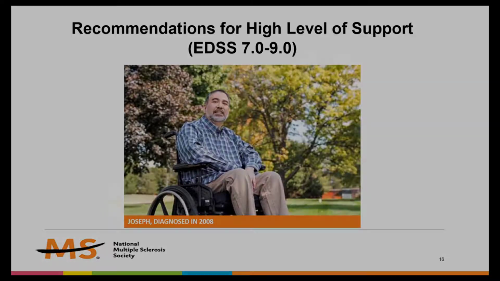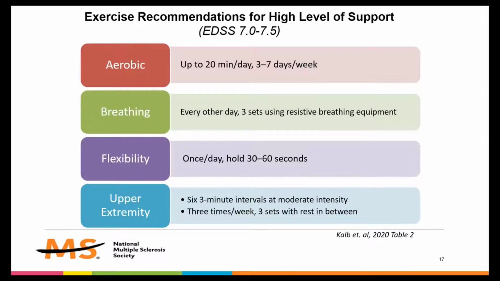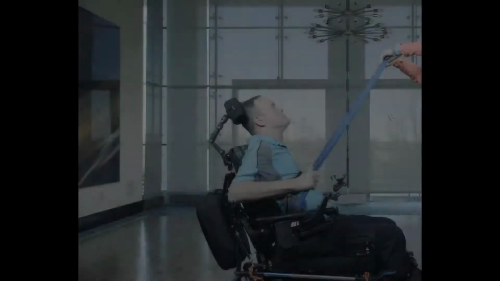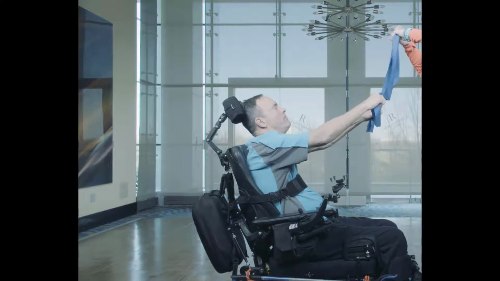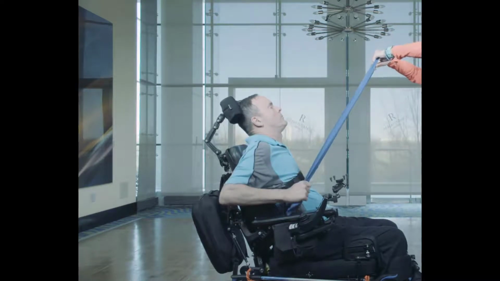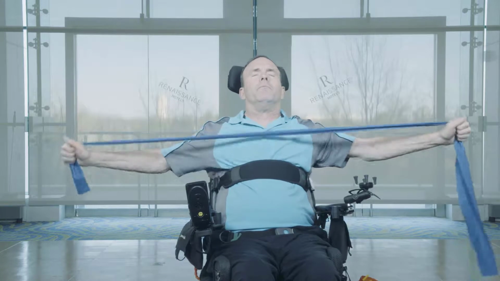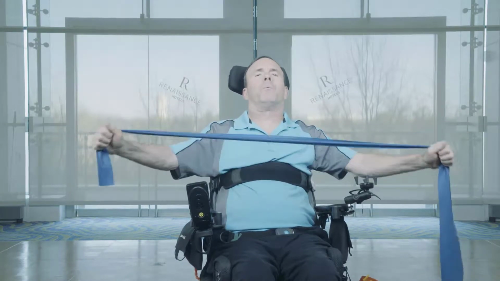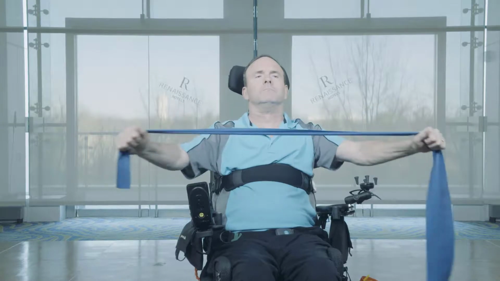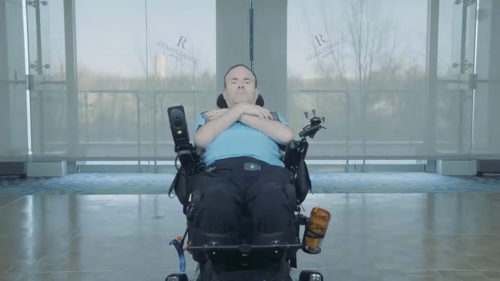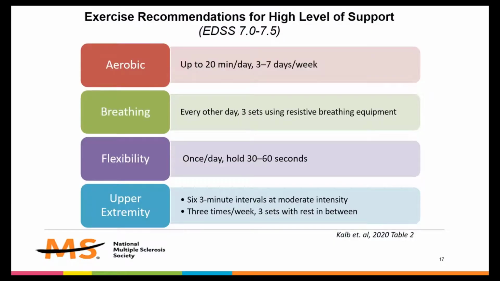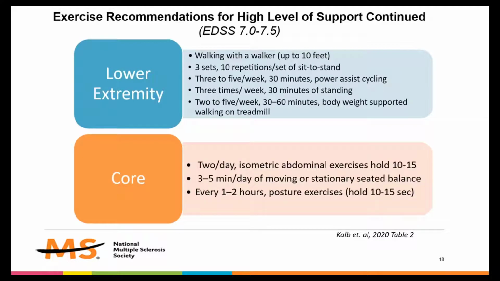For this level of ability, someone with an EDSS of 7 to 7.5, they will be an individual who uses a wheelchair with limited mobility in their lower extremities. Their fatigue and muscle strength will also be impacted, so as you can see, the duration and intensity is different. However, there is an emphasis on lower and upper extremity exercises as well as core. These are really important to incorporate because this allows individuals to maintain and improve strength so they can help assist with transferring and performing activities of daily living. For more examples, make sure you review the exercise paper.